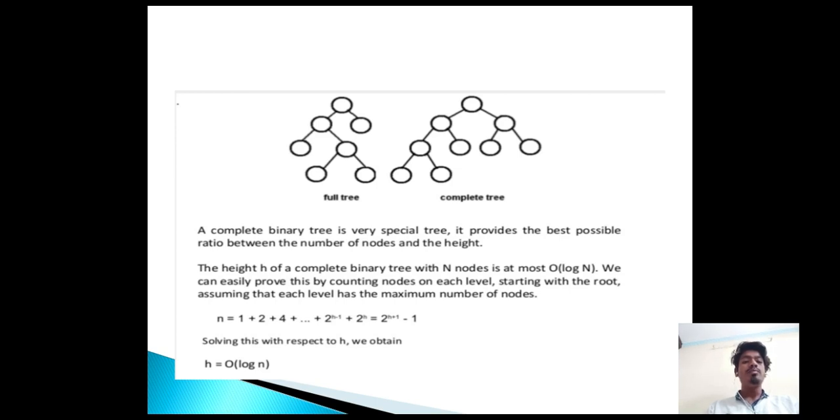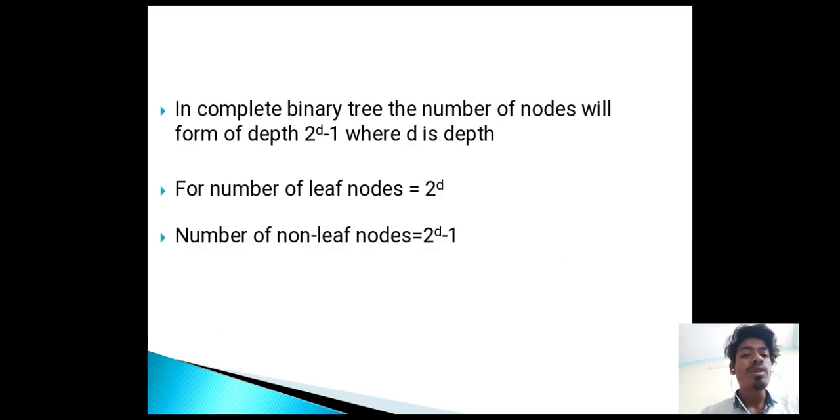We can easily prove this by counting nodes on each level, starting with the root, assuming that each level has the maximum number of nodes. So n equals 1 plus 2 plus 4 and so on, plus 2^(h-1) plus 2^h, which equals 2^(h+1) minus 1. Solving this with respect to h, we obtain h equals order of log n. So this is the formula for this.